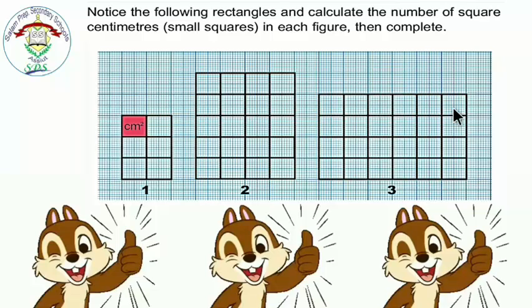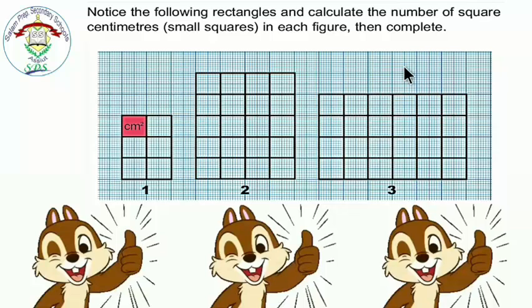row and column. The row has 6 squares, and the column has 4 squares. We will use times, so 6 times 4 equals 24 square centimeters.